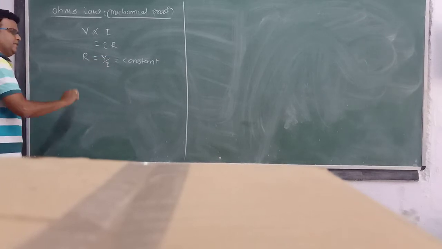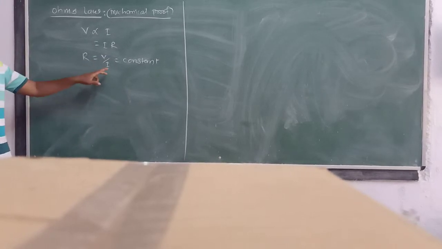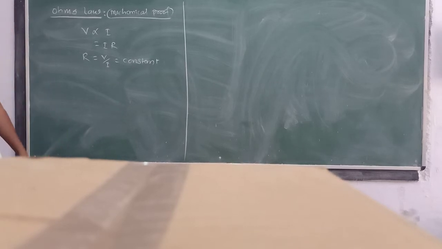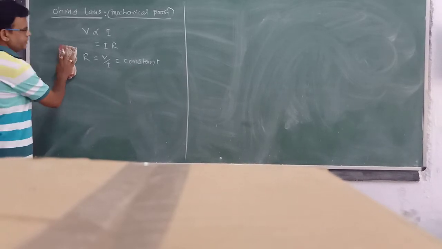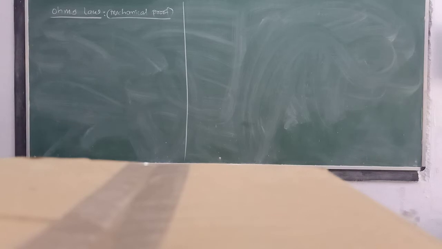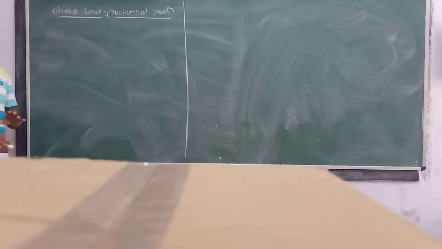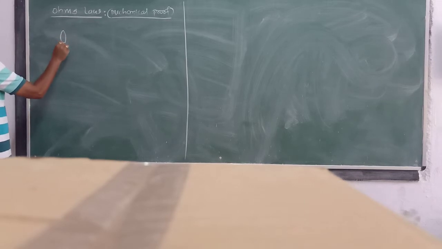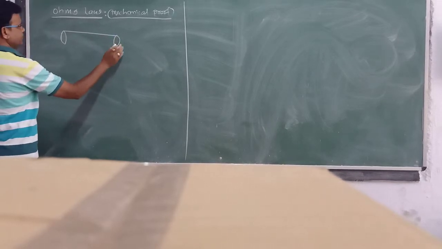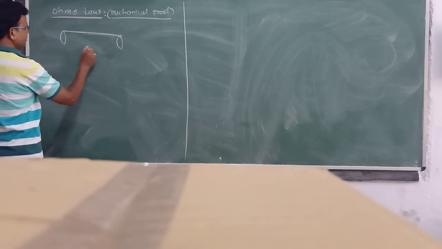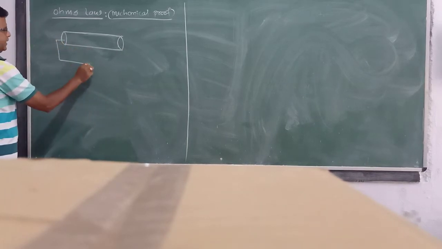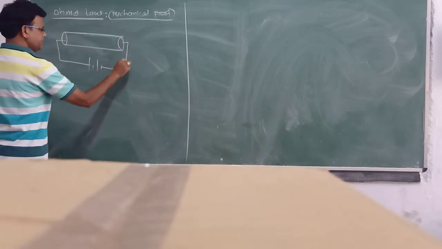So simply in class 10, we discussed that the ratio of the voltage and current remains constant. That constant has been given the name resistance. So this is how Ohm's law is proved mathematically. Now again, let us consider a cylindrical conductor. This is the cylindrical conductor we have considered. This is connected with a battery of voltage, say V.